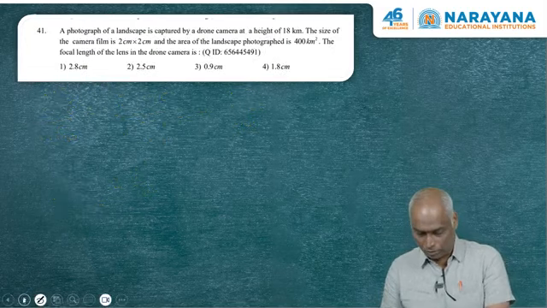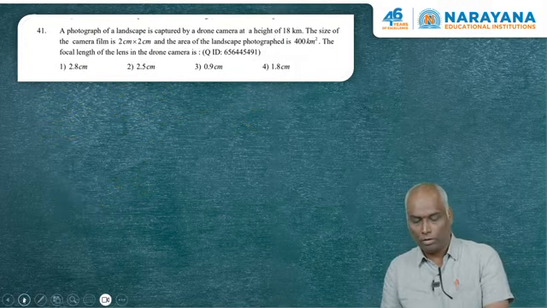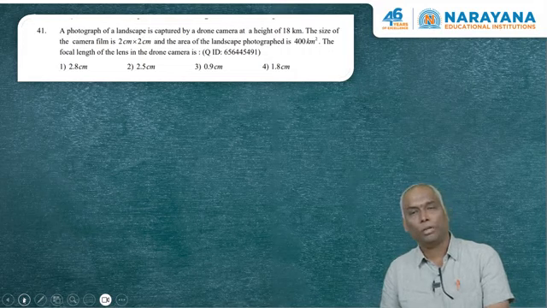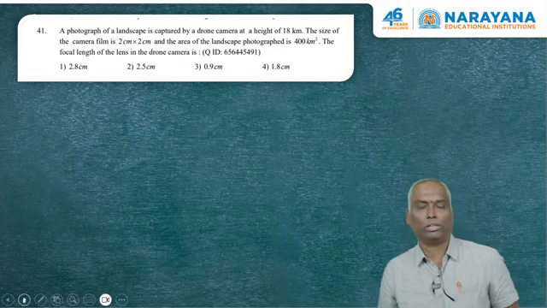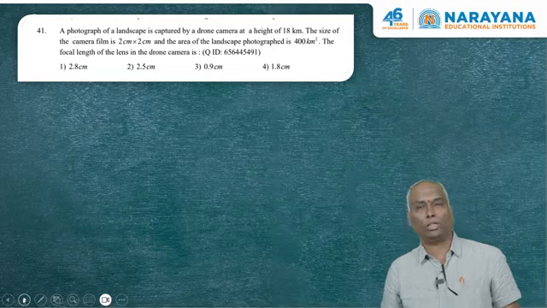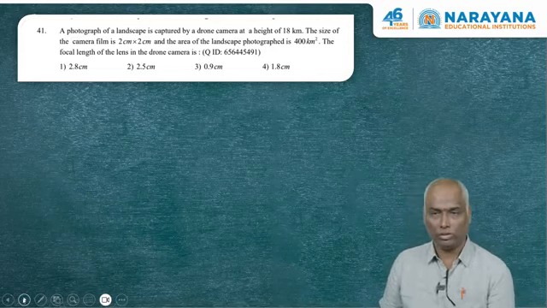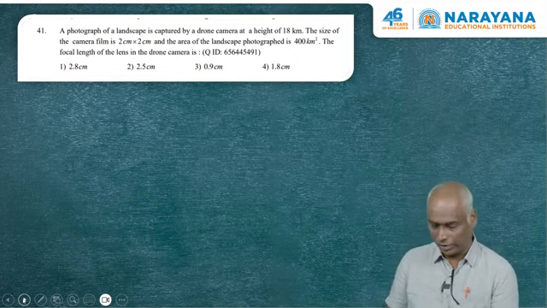Question number 41. A photograph of a landscape is captured by a drone camera at a height of 18 kilometers. The size of the camera film is 2 centimeter by 2 centimeter and the area of the landscape photographed is 400 kilometers square. The focal length of the lens in the drone camera is? Because the object has a square shape and the film also has a square shape, we can assume the object also to be of square shape.